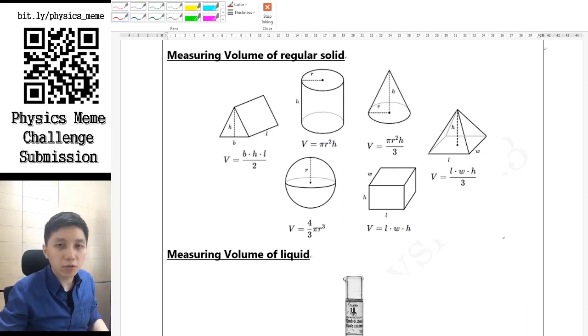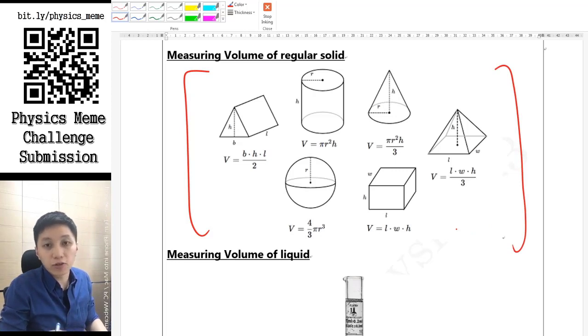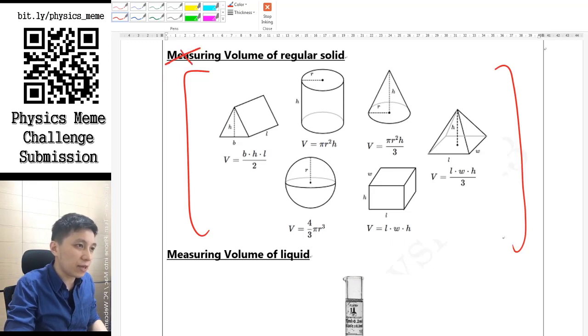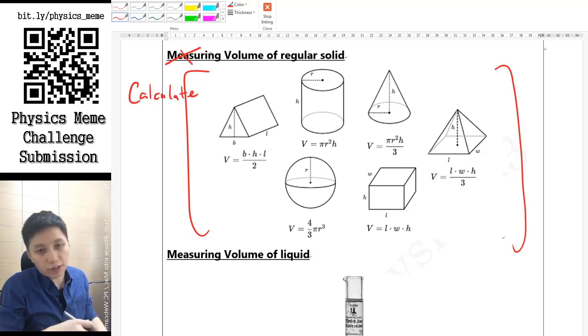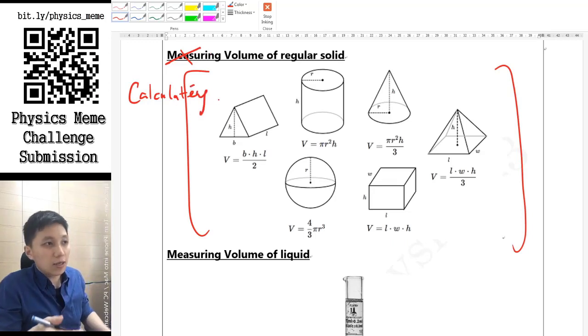There are mainly two ways of finding out the volume. If you're lucky to have a regular object like the one that I show in the diagram here, then you can rely on the mathematical formula to calculate the volume. Here, maybe I didn't specify it well enough, it should be calculate instead of measuring, right? Because there's a difference between calculating and measuring.